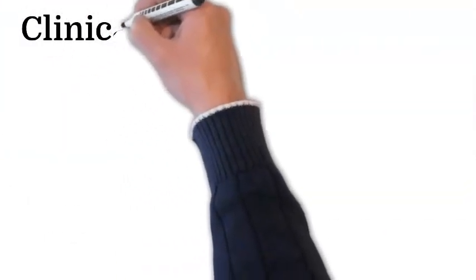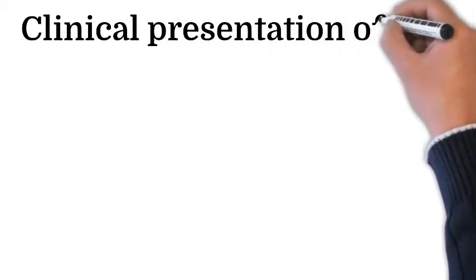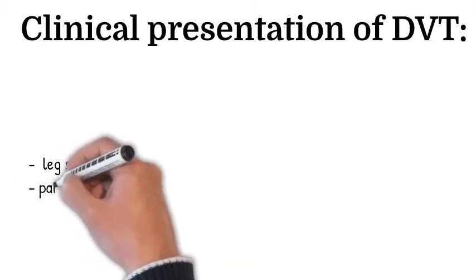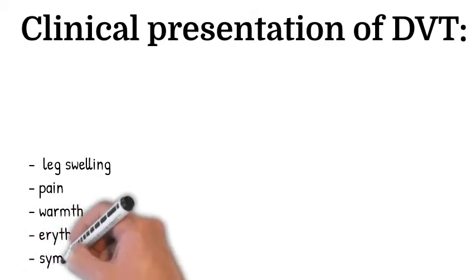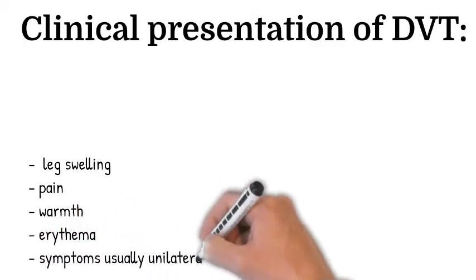So, what does the clinical presentation of these patients with DVT look like? Typically, they will present with leg or arm swelling, pain, warmth, and erythema. The symptoms are usually unilateral, but they could be bilateral.